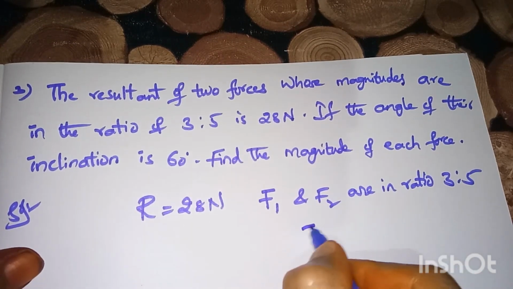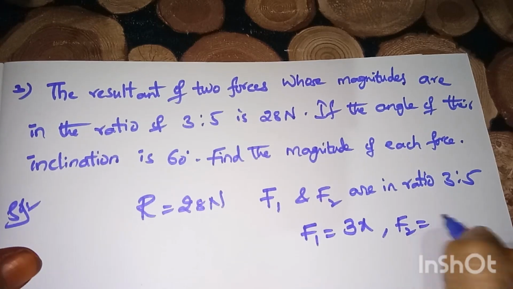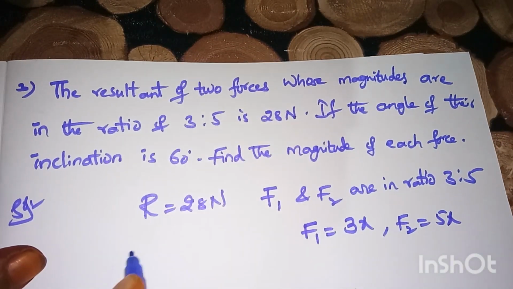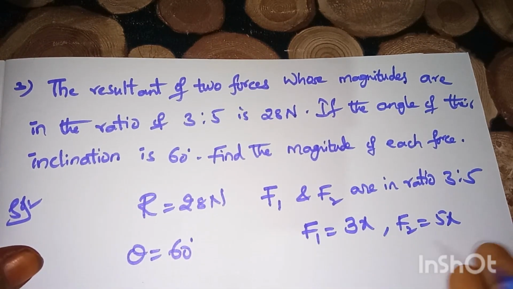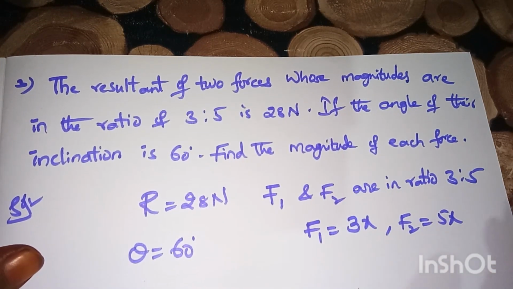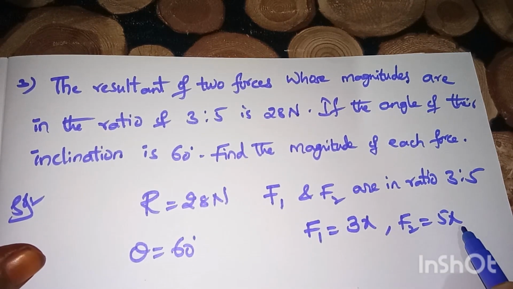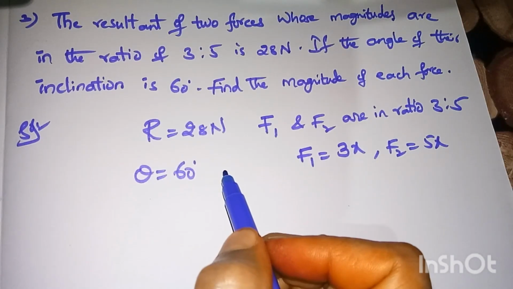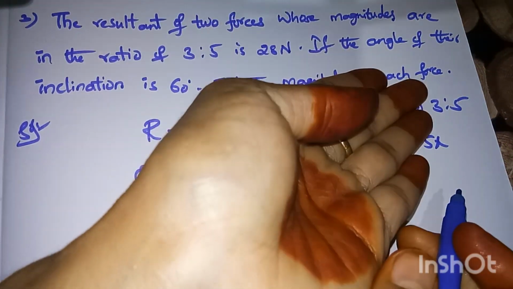So we are considering F1 as one force, that is 3x, and F2 as another force, 5x. If the angle of their inclination is 60 degrees, theta equals 60 degrees. This is the 60 degrees angle between F1 and F2. Find the magnitude of each force. To find the magnitude of individual forces, we are considering F1 equals 3x and F2 as 5x, and they have given R as 28 Newton and theta as 60 degrees.